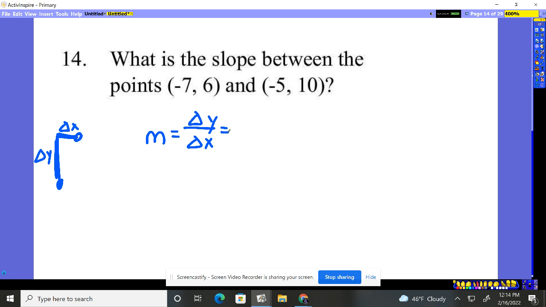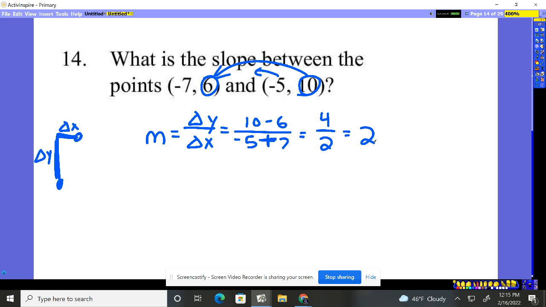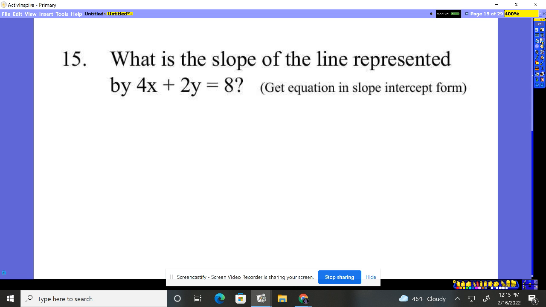So I'll subtract my y's. I'm going to go 10 minus the 6 because those are my two y values. Since I subtracted in this order and I started with a 10, I must start with the negative 5 as far as the x's, minus a negative 7. 10 minus 6 is a 4. This minus a negative combines to give me a plus, and that's a 2 in the bottom. Slope is simply 2. It rises 2, runs 1, rise 2, run 1. And if we actually plotted those points, we would see that.